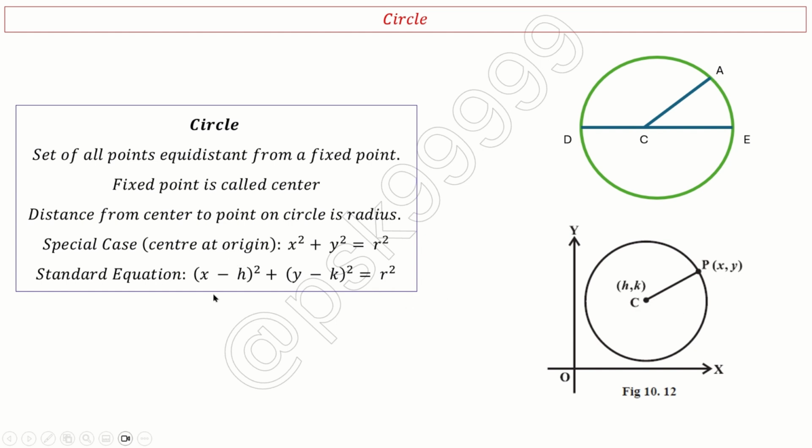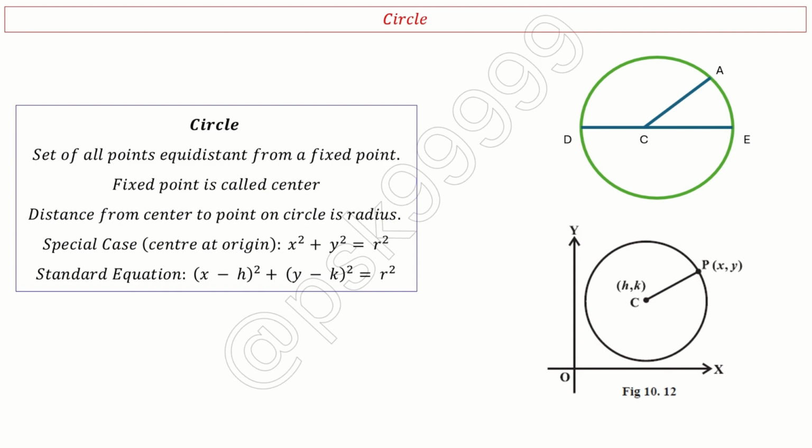How did you get this equation? Very simple. You take the circle here, h comma k is the center, and x y is any point on the circle. Now I need the locus of x comma y. How do I get it? The distance is constant. That means x minus h whole square plus y minus k whole square equal to r square. This is the radius of the circle, r square. That's it, you got it. So this is the basic idea about a circle, and then let's see all possible equations which we can come across in the circle.